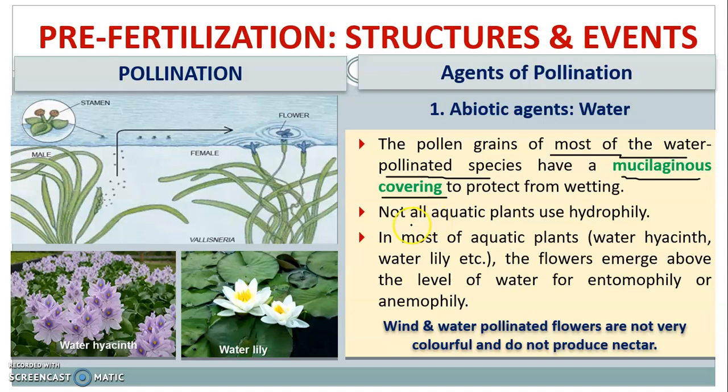Not all aquatic plants use this hydrophily mechanism. In most aquatic plants, such as water hyacinth and water lily, the flower emerges above the level of water. You can see this is the water hyacinth, and this is the water lily. The flowers emerge above the level of water and these flowers support entomophily or anemophily. Anemophily I have already explained: pollination regulated by the wind. But entomophily is when insects, a biotic agent, help in pollination.